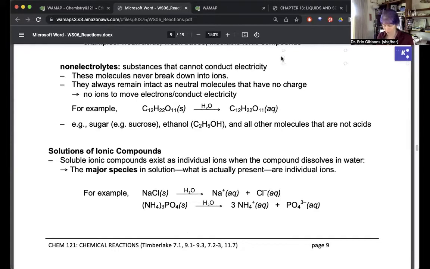you may have heard the phrase like dissolves like. And what we mean are similar intermolecular forces. Right? So if it's something that is polar, it will dissolve in polar solvents. If it's got hydrogen bonding, it's going to be great with other solvents that have hydrogen bonding. If it's nonpolar, it's going to dissolve best in something that's nonpolar.